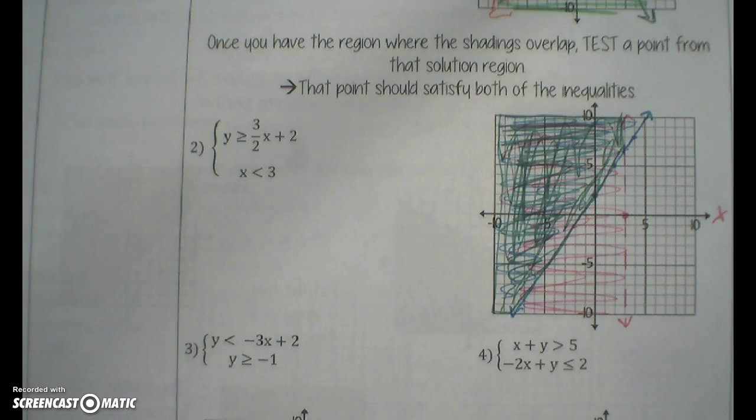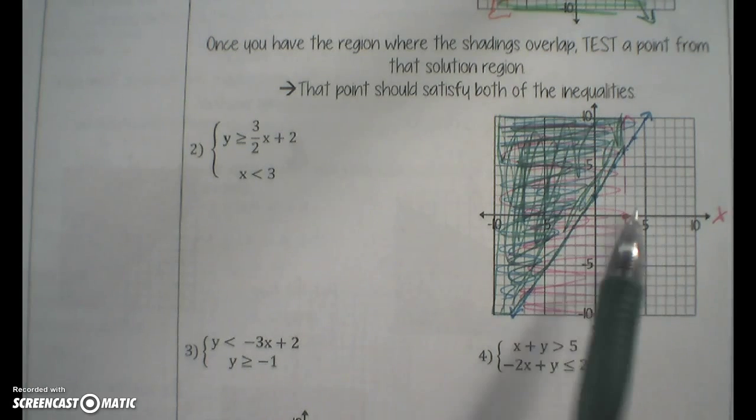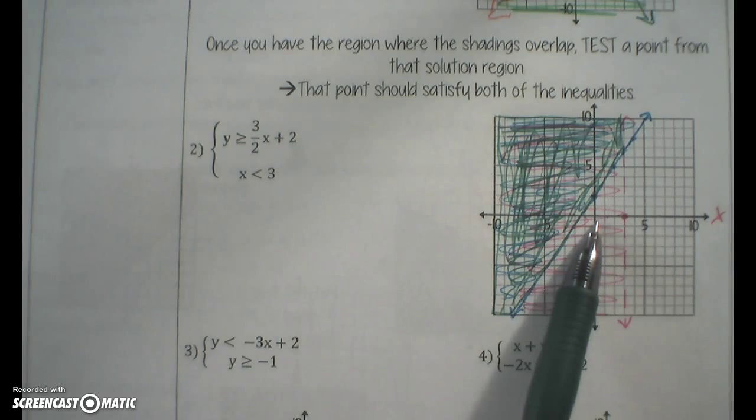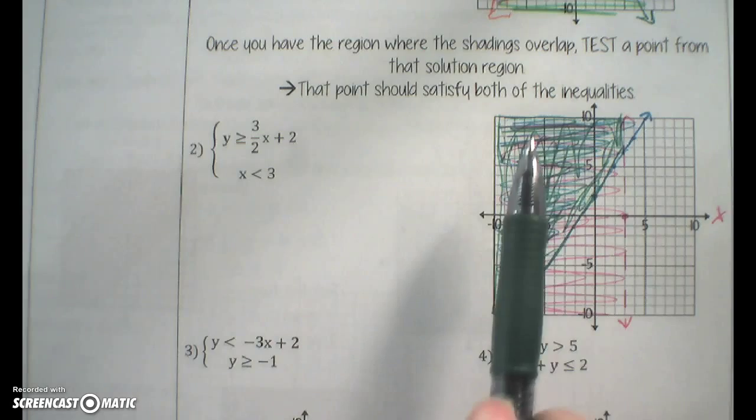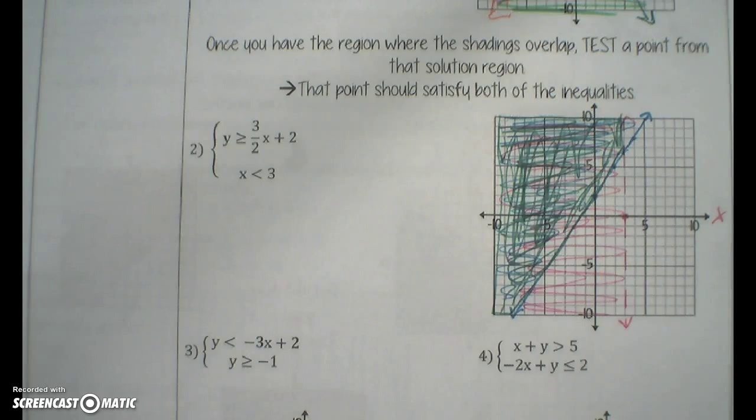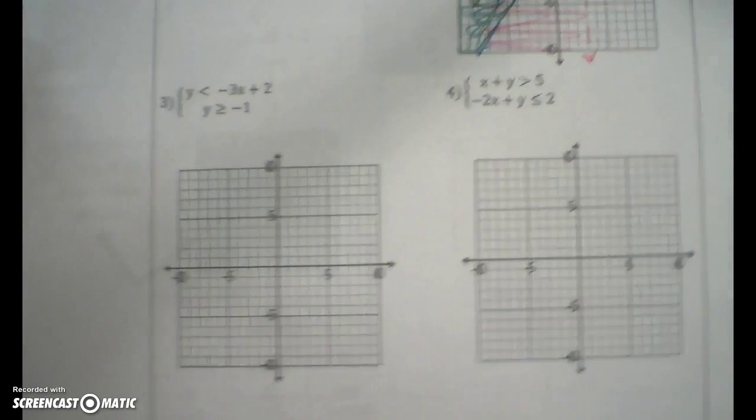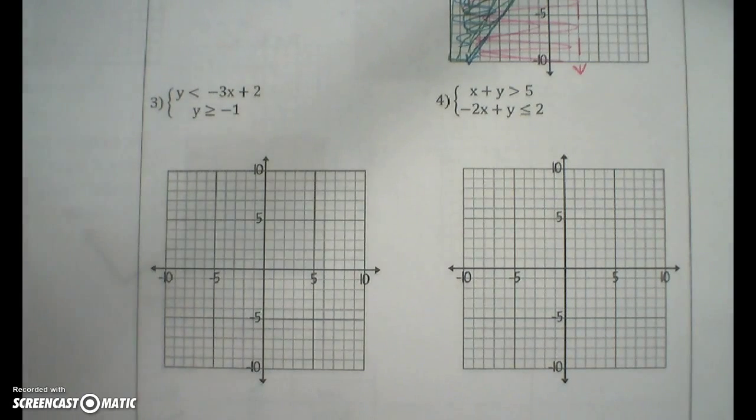And then you can test a point. So as you can see, (0, 0) is not in this dark region. So you'd have to pick something in this region to test. But I know I'm right. So I'm going to move on to 3 and 4. And I want you to try these on your own.